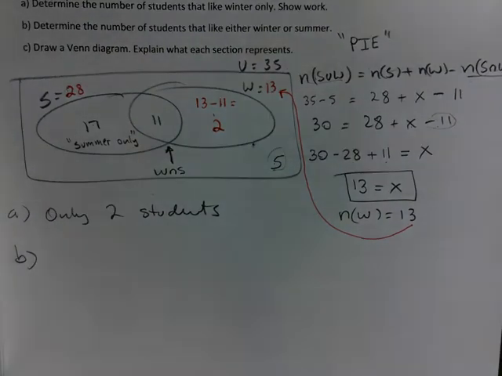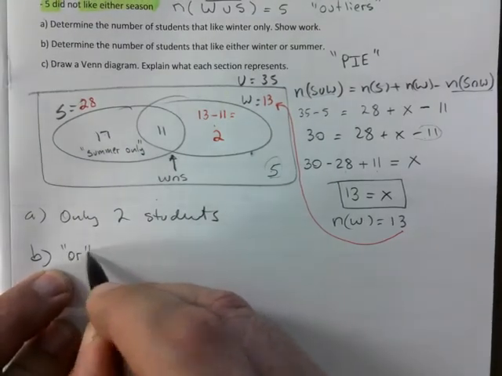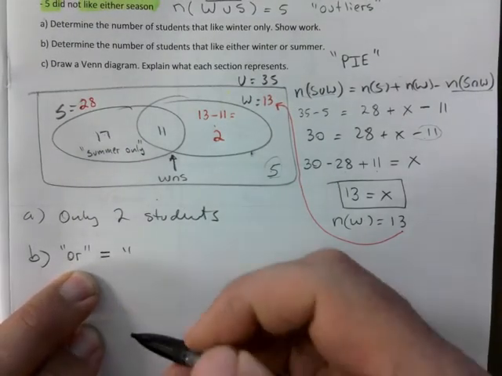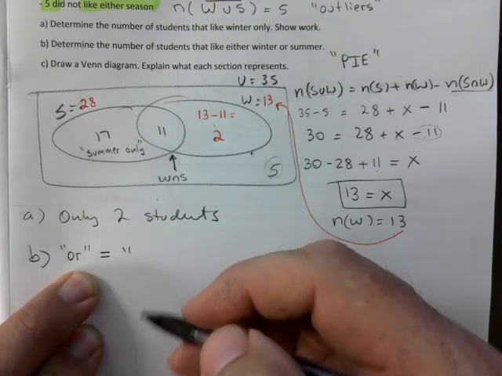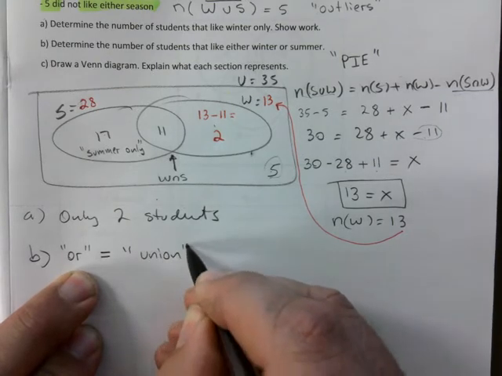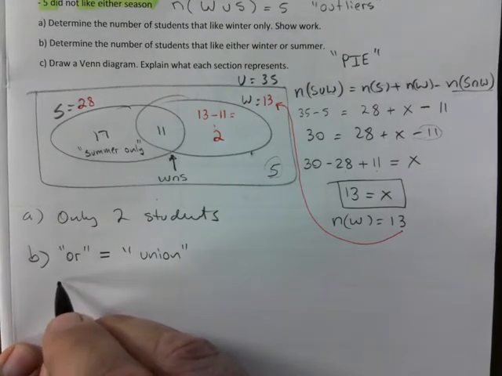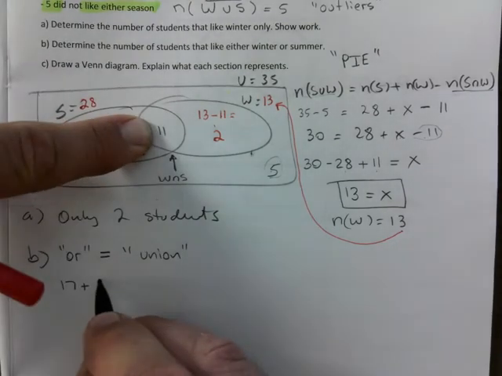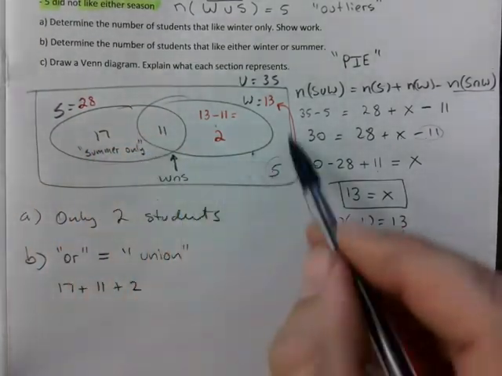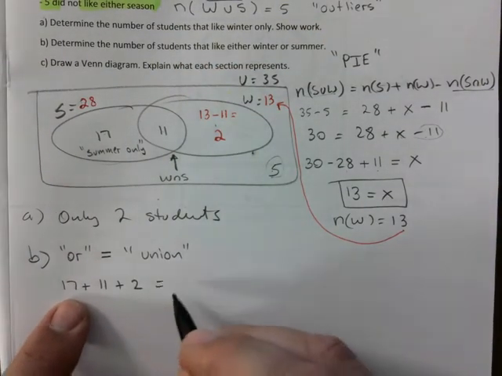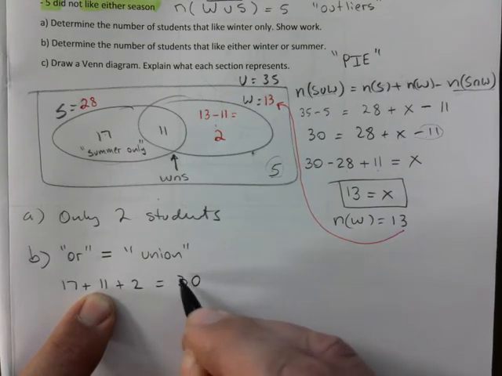B, determine the number of students that like either winter or summer. Not a really big deal. Winter or summer, or what does that stand for? Union, right? Or stands for union. So that would be 17 plus 11 plus 2. Right? So the union is when you combine both circles, that is 19 and that's 30. Obviously, we knew that it was 30.